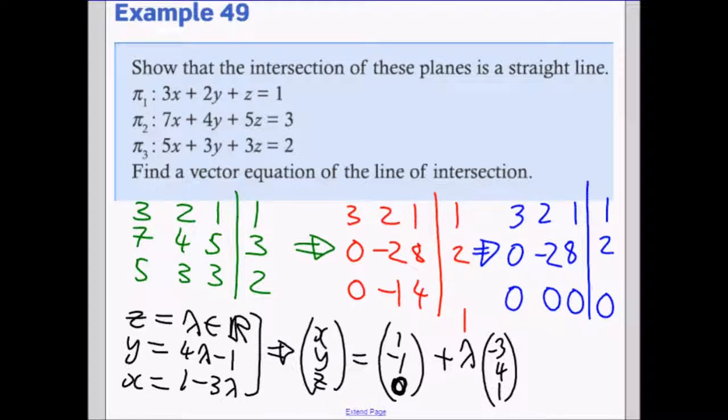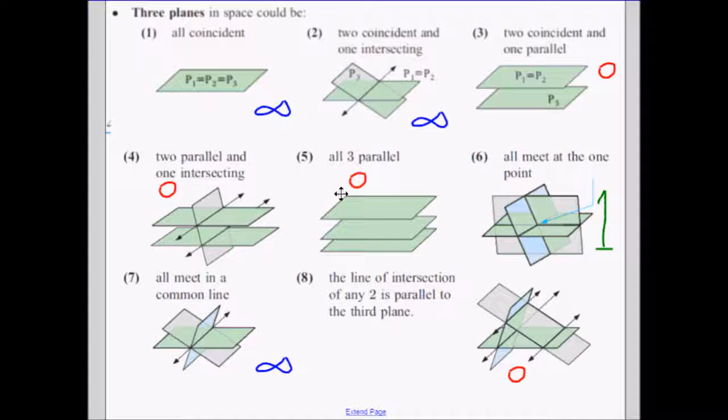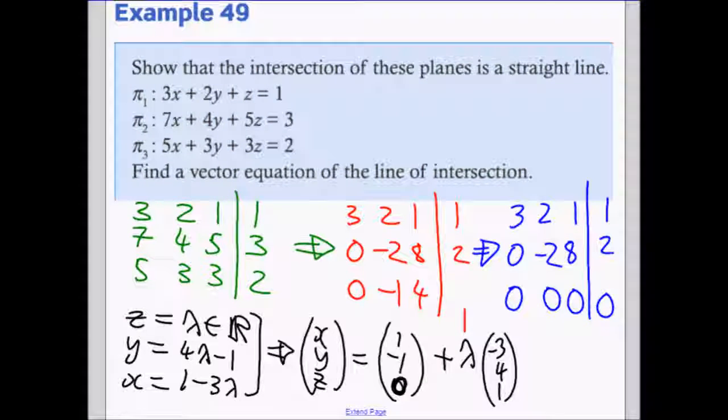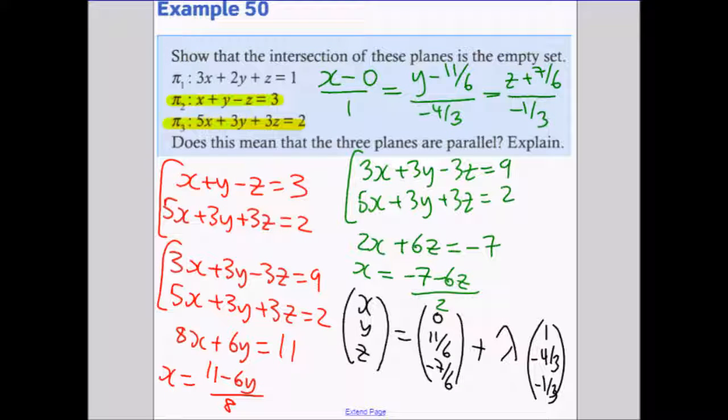So if I go back to here, it's not this one. In fact, it's not this one because no pair are parallel. It's not this one, it has to be this one. Okay. Now, we can find the line of intersection between pi 2 and pi 3. I think that's what I've done. Yeah, okay. So here's the process.